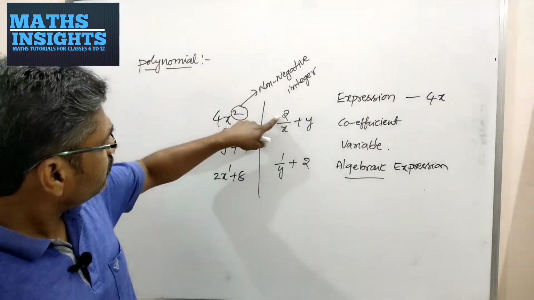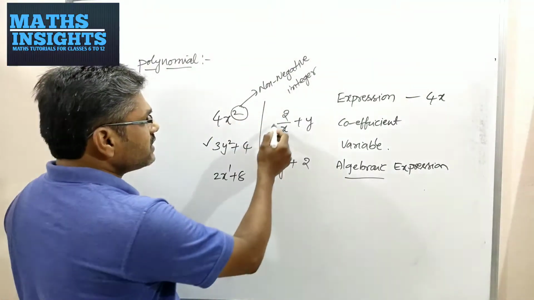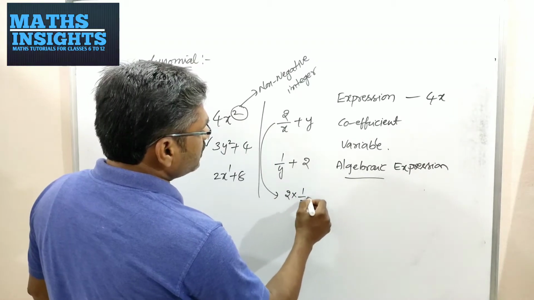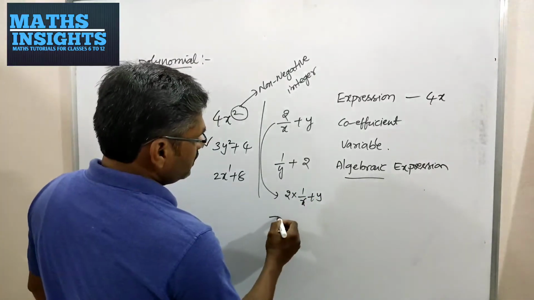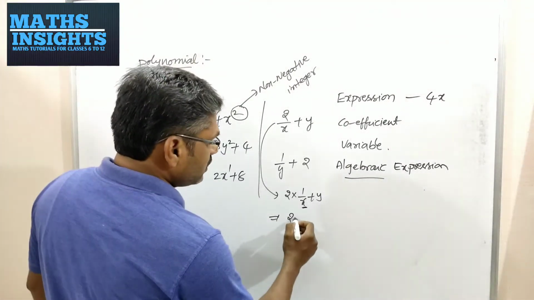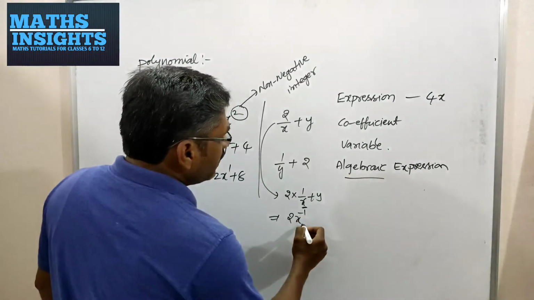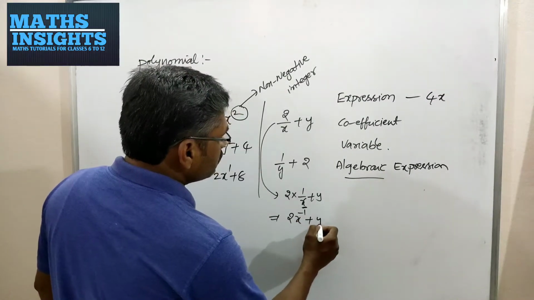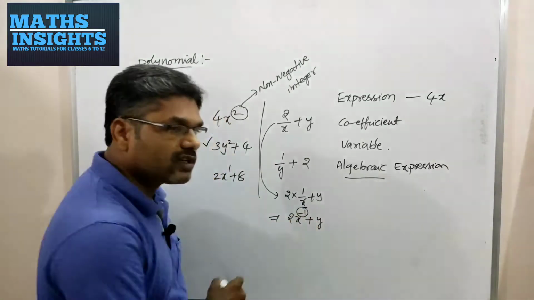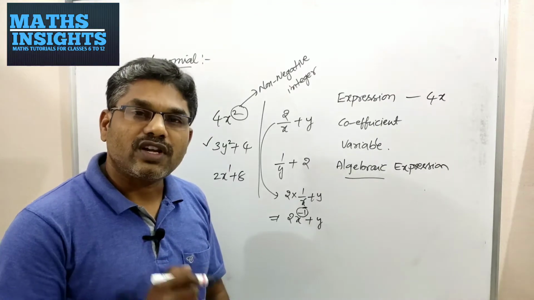Coming to the fourth example, if you observe, you may write this as 2 into 1 by x plus y. And if you write this x in the numerator, it will become x power minus 1 plus y. Here we have to observe that the variable x is having a negative integer power. That's why it is not a polynomial.